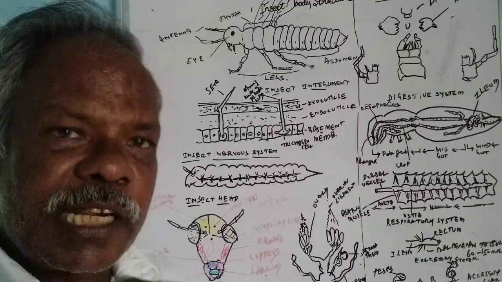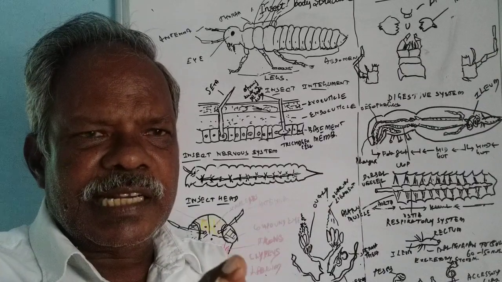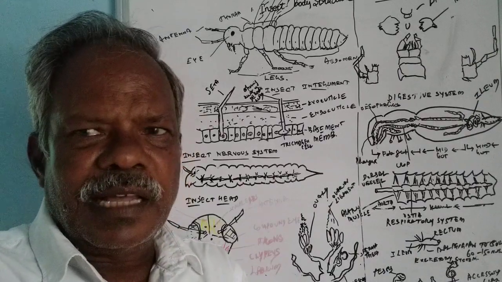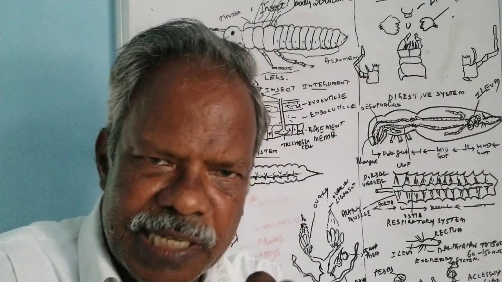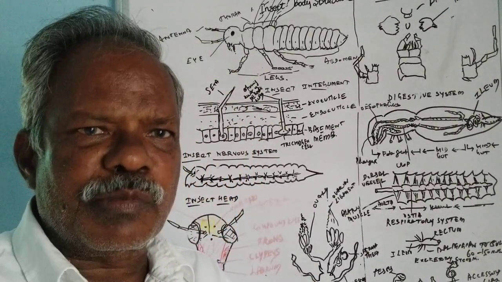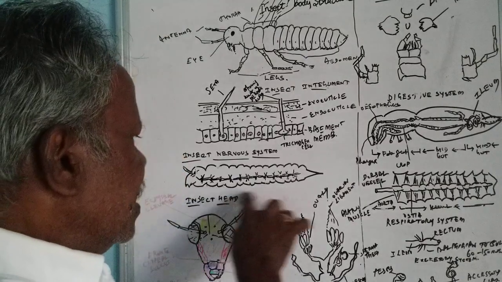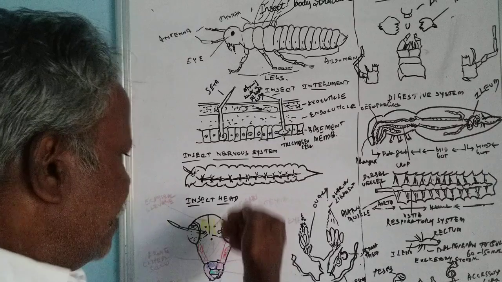Then the ecdysone hormone. Ecdysone hormone relates to the molting stage: in the larval stage, the outer layer will be stripped off, that is called ecdysis. The hormone responsible for that is called ecdysone hormone. So the nervous system is responsible for all these things.